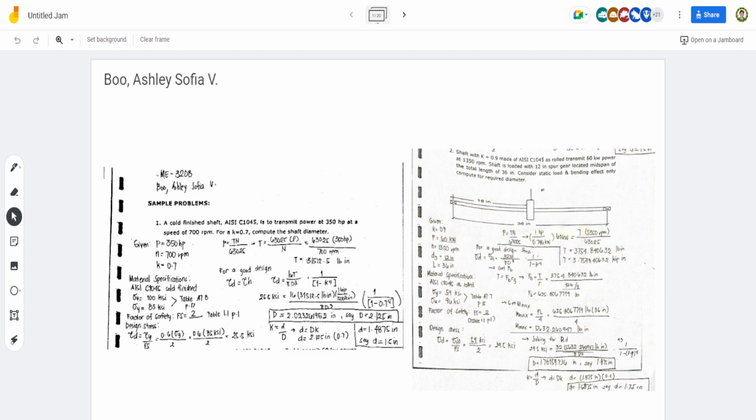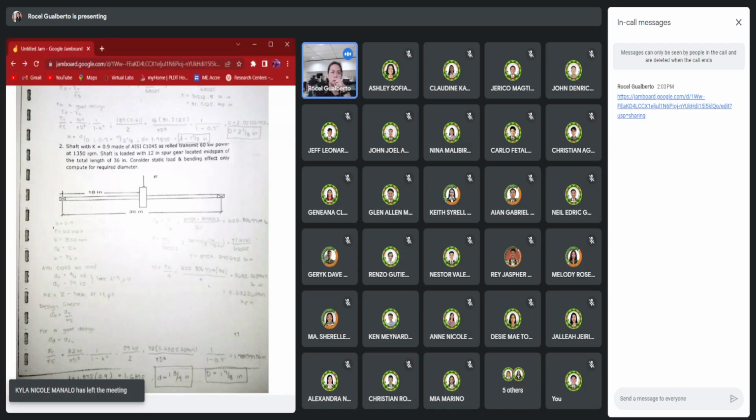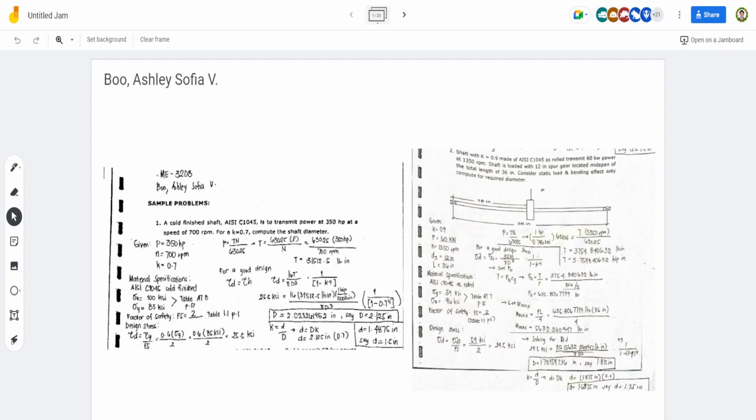sigma D is equal to sigma F, where sigma D is equal to sigma Y over factor of safety, and sigma F is equal to 32 times moment over pi d cubed times 1 over 1 minus k raised to 4. Since we don't have the value for M, the formula for the maximum moment, which I took from page 3, is FL over 4, using table 82.